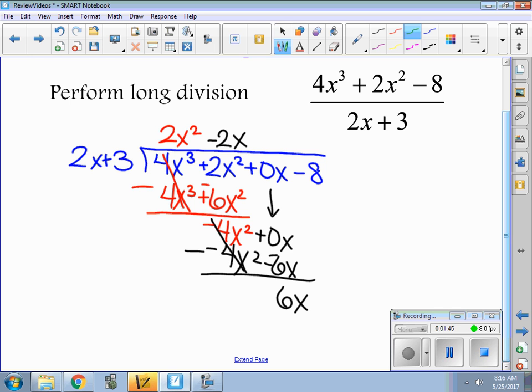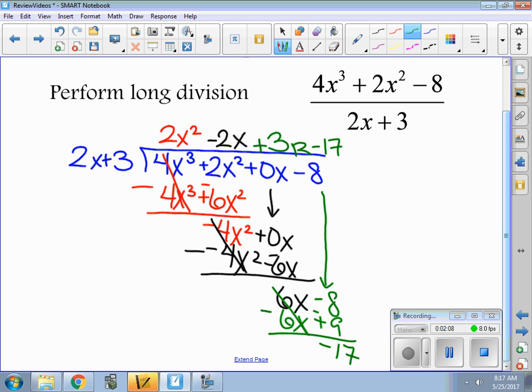And then I bring down the last term, minus 8, and I just continue with this pattern until I have no terms left. All right, 2x times what is 3 will give me 6x. So 3 times 2x is 6x. 3 times 3 is 9. And again, I'll subtract to cancel out the first term, and subtract again, which gives me negative 17, which means I have a remainder of negative 17.